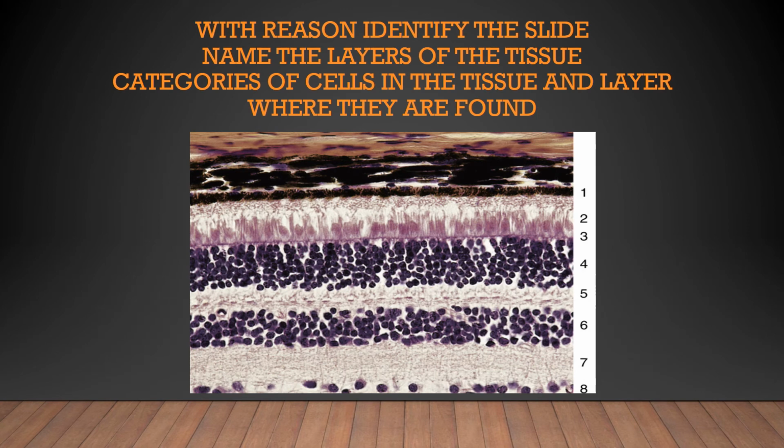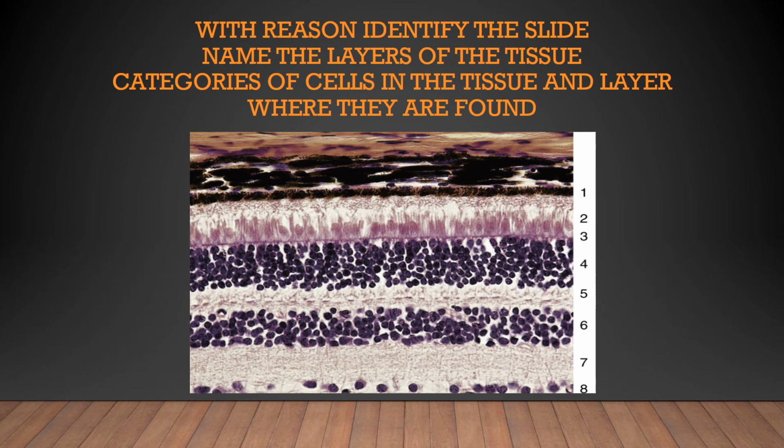So this is the slide of the retina. Due to presence of the pigmented layer and other well-defined cellular layers, you can also see the presence of the choroid. So let's name these layers. Layer 1 is the pigmented layer, which serves to absorb light, thus minimizing internal reflections in the eye. Layer 2 is the photoreceptor layer, so it contains rods and cones.